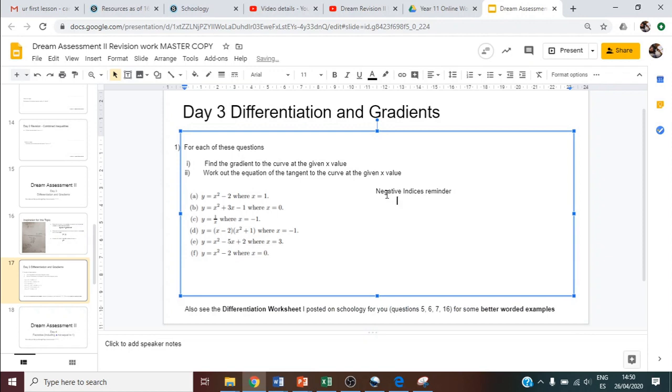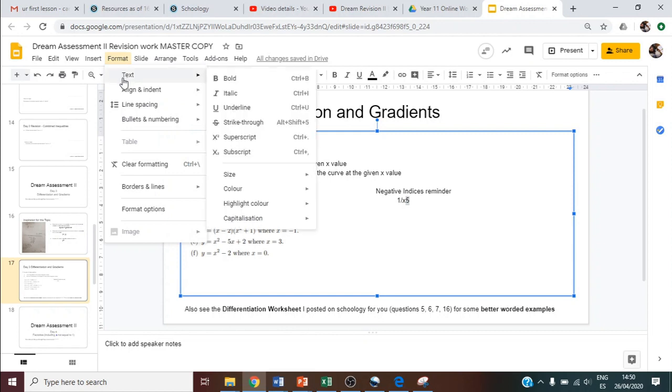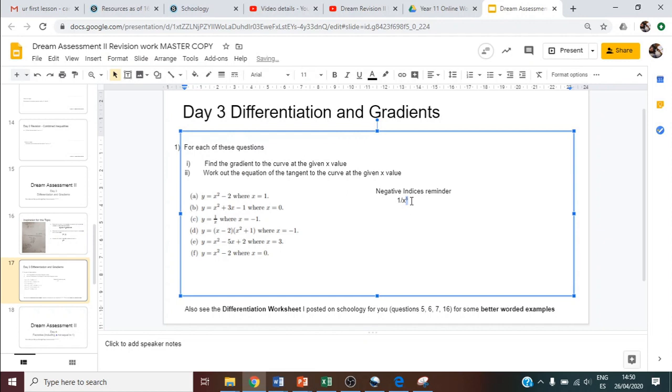So that means 1 over x to the power of, let's say, for example, 5, and I'm just going to show you how I can make that into a power. I can go up to format, text. And I'm going to turn that into superscript. That's putting it up high. Okay, so 1 over x to the power of 5, copy.